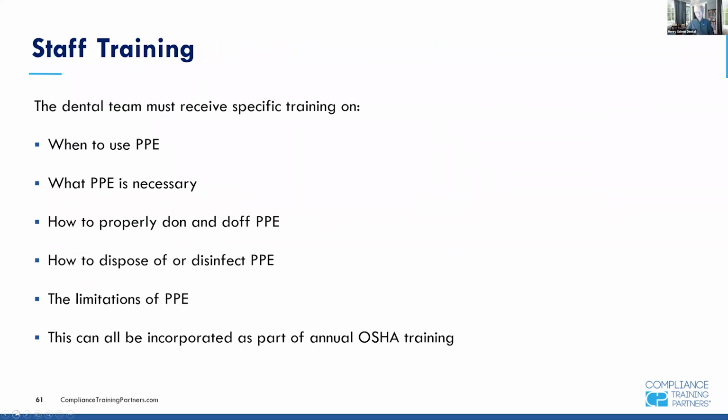So we've always needed training on PPE, but I think it's especially important now during COVID, so that people know when to use it. Which PPE should I use? How do I put it on? How do I take it off properly? How do I disinfect it? Also, what are the limitations?